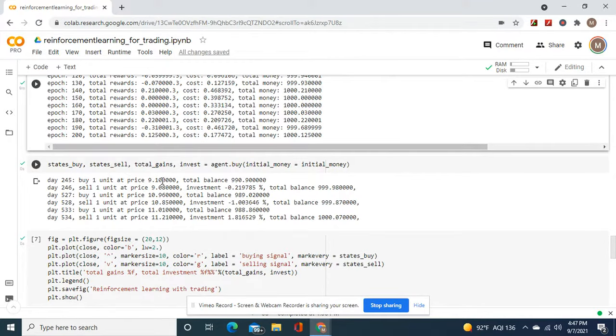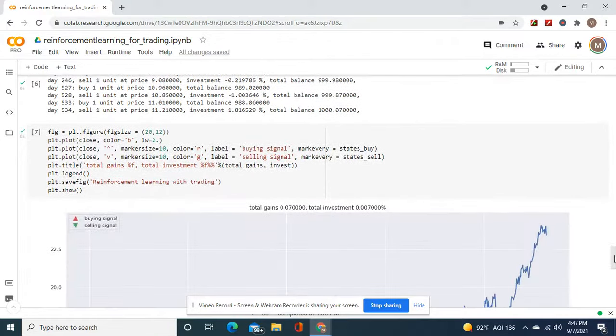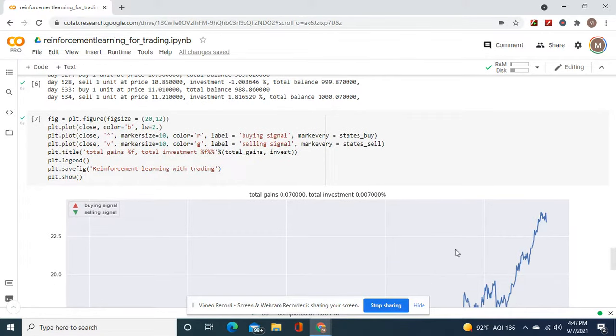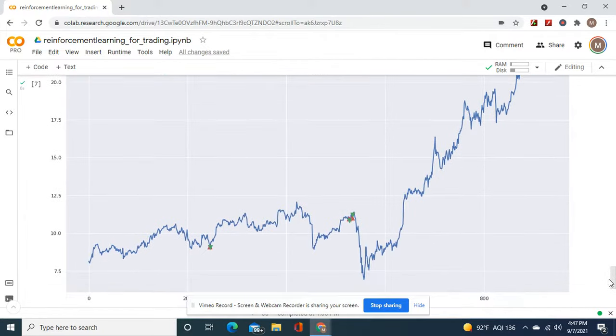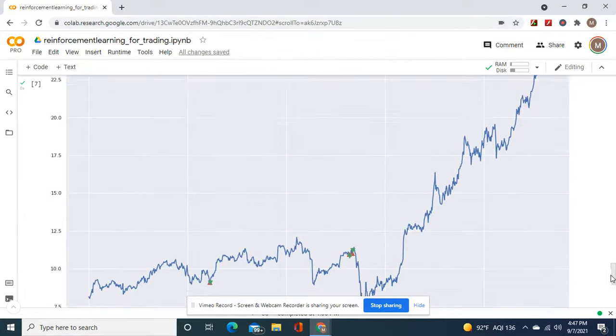Okay, so we're going to buy 1 unit at price 9, and then the total balance. The investment, it did better when it sold 1 at 11, and then the total balance. Okay, guys, as you can see, there's a lot of probability that goes into this. So the total gains were 7%, but it had even less investment to get gains. I never like to take risks when it comes to trading. I always try and play it safe.